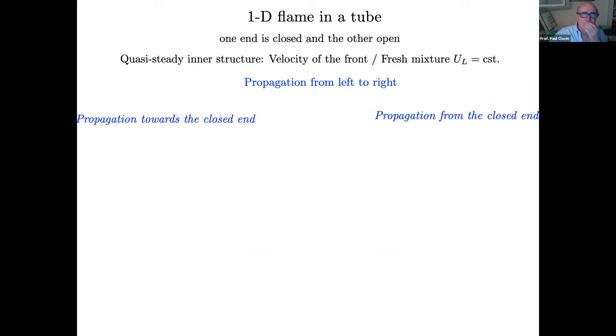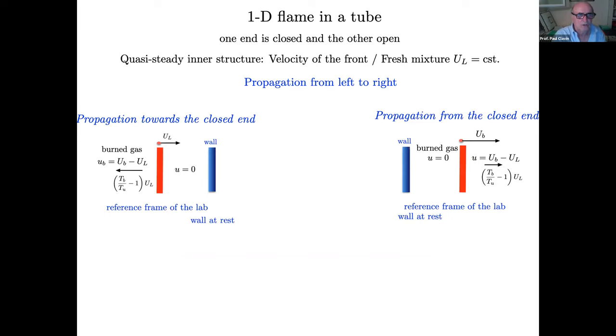Now, I will just make some comments concerning the flame speed. One has to consider different configurations. The configuration on the left here is a flame propagating in a tube open at one side toward the closed end of the tube on the other side. So it is the flame propagating toward the wall. In that case, the burnt gas flow is trapped, it should be quiescent because it is limited by the wall.